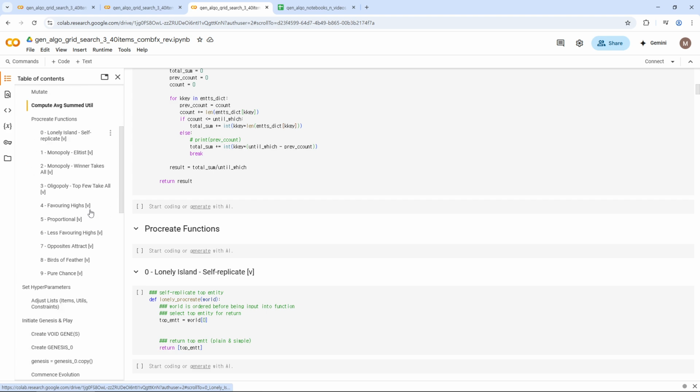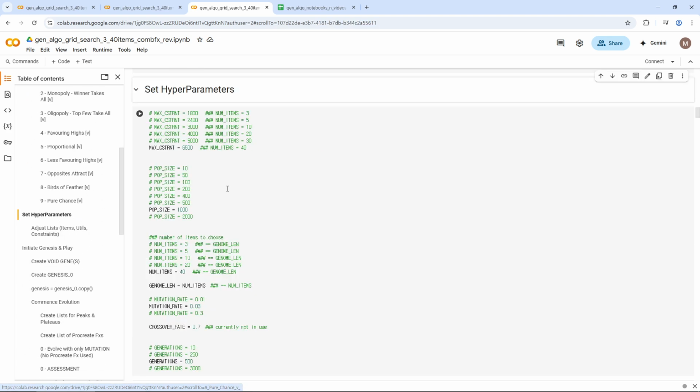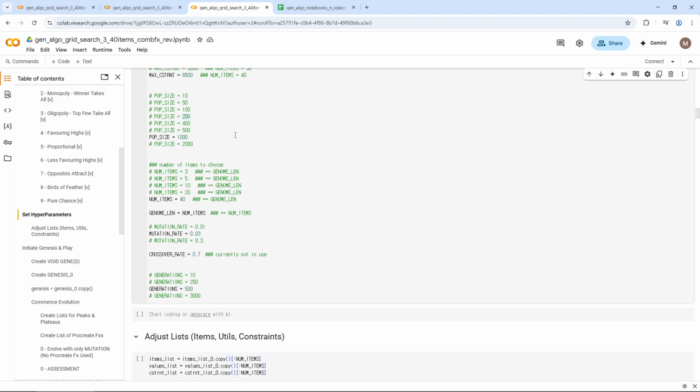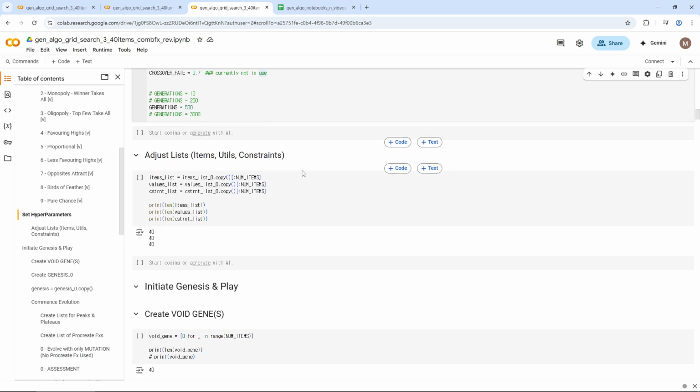And here are the hyperparameters. The population size is 1000, and we have 40 items, and therefore the number of items is 40, and the mutation rate is 3% per gene, and the crossover rate is 0.7, but again, I'm not directly using that.